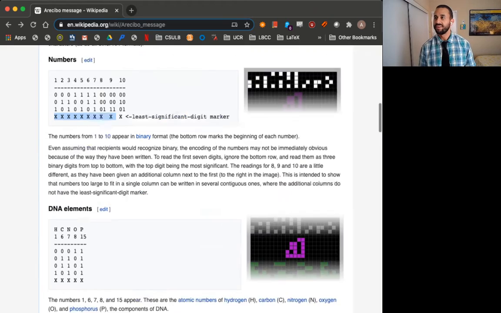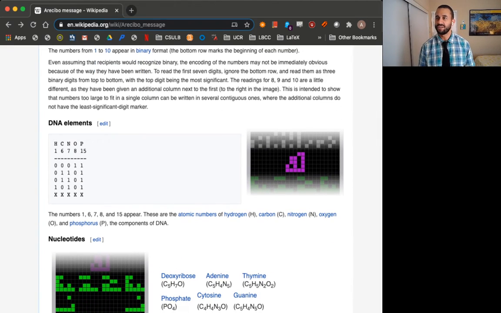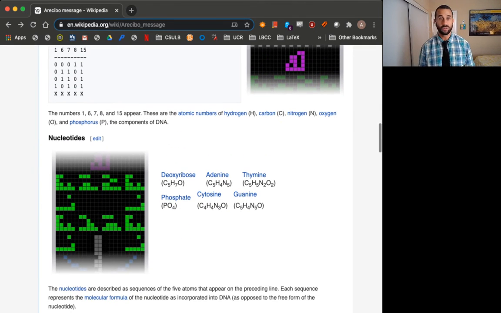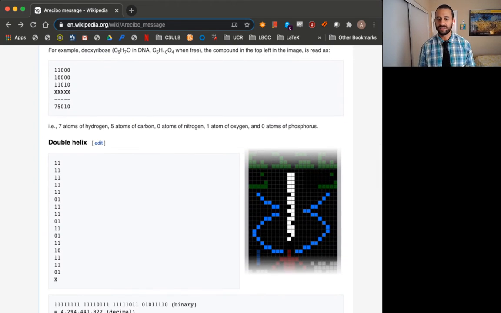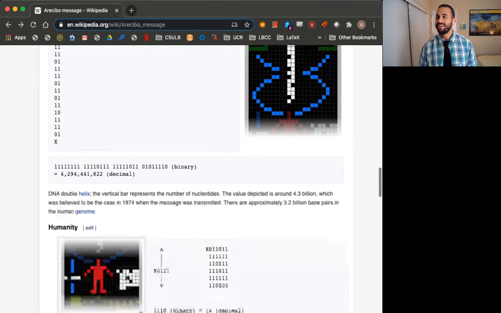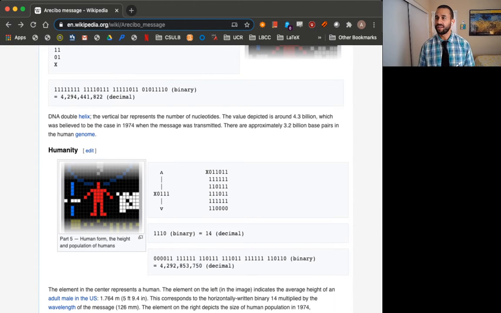And then there's more. These are the DNA elements: hydrogen, carbon, nitrogen, oxygen, and phosphorus. Down here, these other things are the nucleotides that make up DNA. And then this blue thing right here is a double helix, and that shows what our DNA looks like, right? Here, there's a figure of a human being with the average height and also the population. So back here, this is the population, right? Where'd it go?